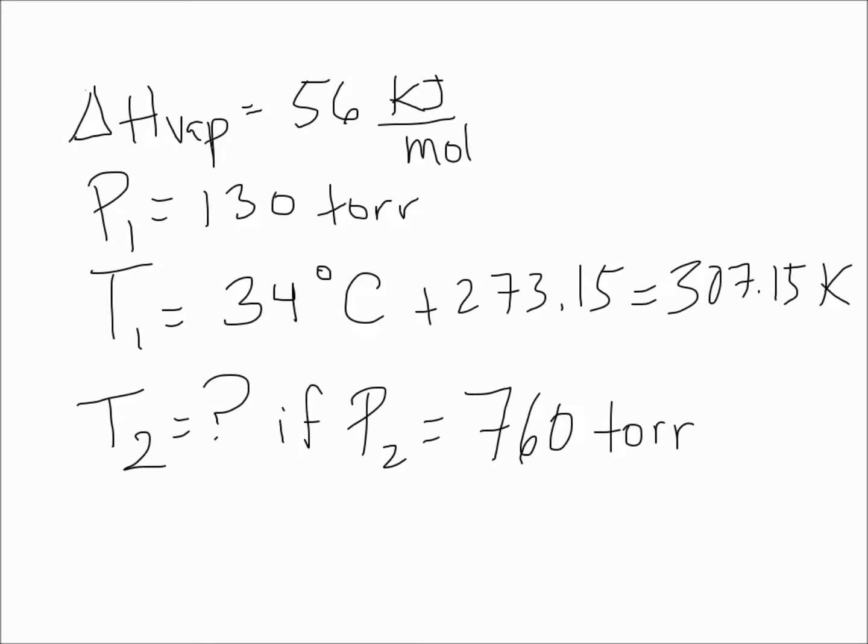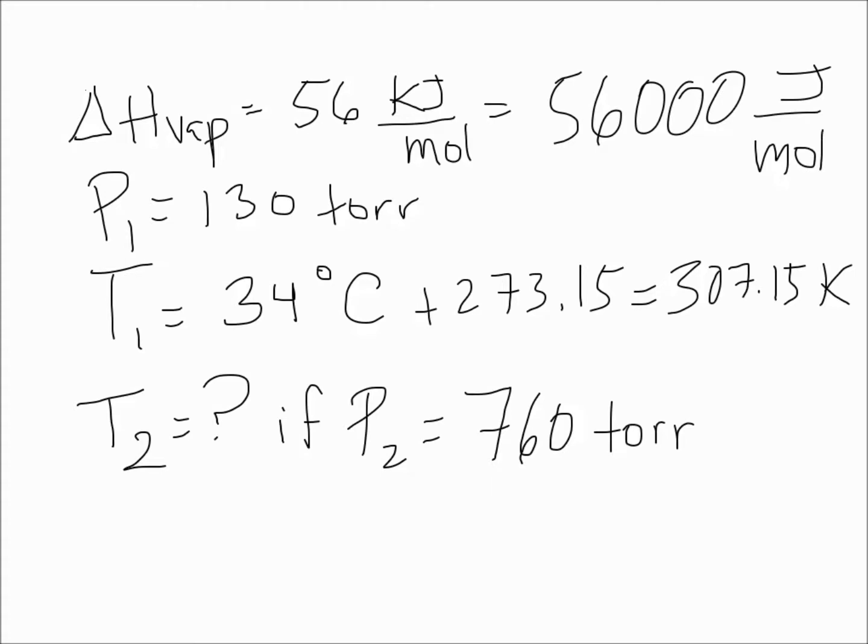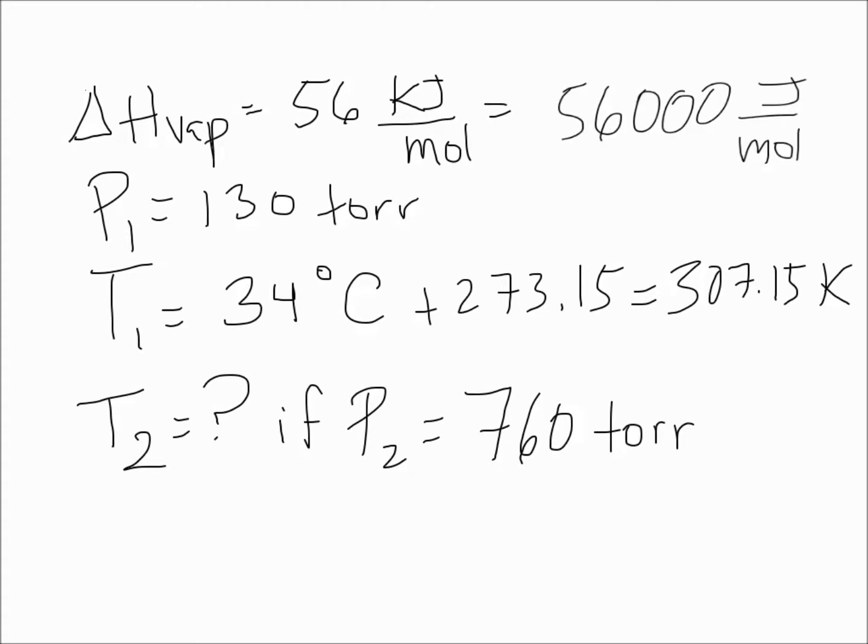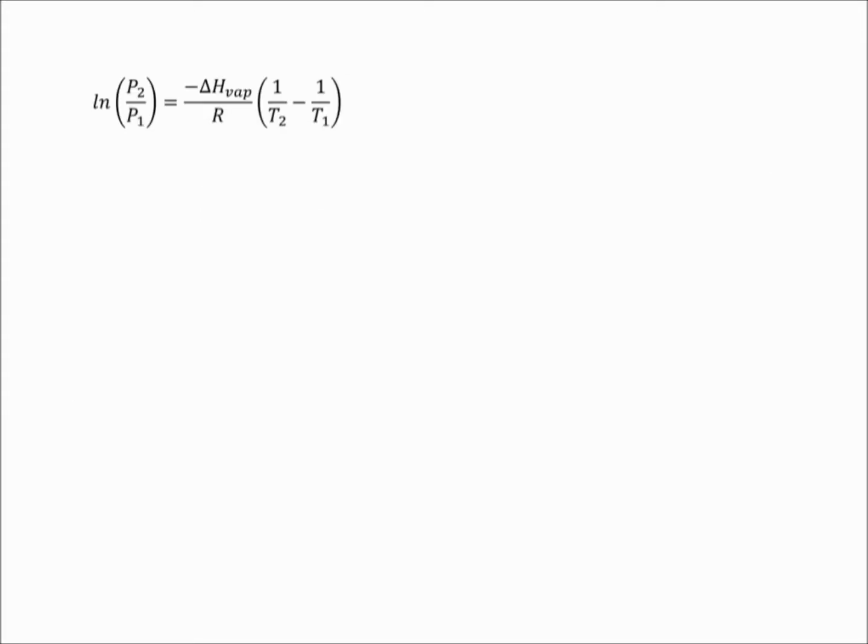We have to make that into joules per mole. So we then multiply by 1,000, and we get 56,000 joules per mole. We convert it from kilojoules into joules. And now we can plug into the equation. So let's rearrange our equation. So here's the equation, and we want T2, so we have to rearrange for that.